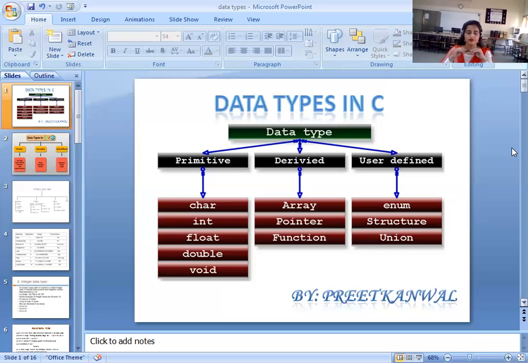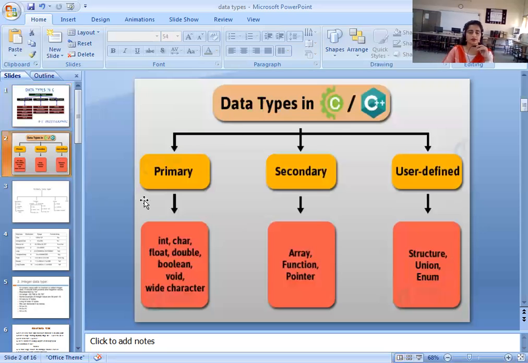So let's quickly move on to today's topic of CPUC. The topic of today is data types in C. Now, what do you mean by data types? As the name suggests, it is the types of data that we could use in C language programming. So we could see here that in the data types, we are having three types of data.